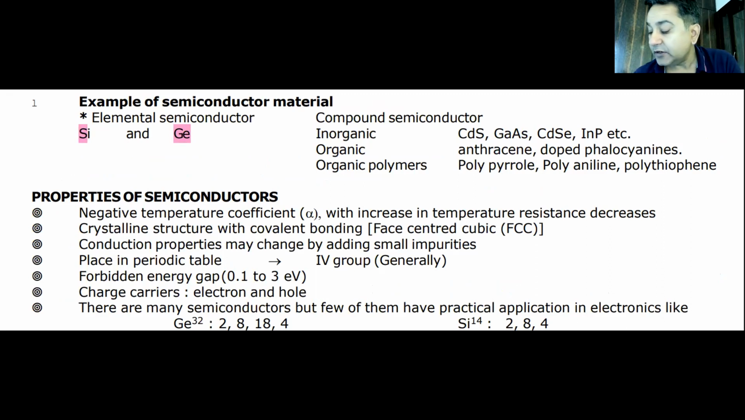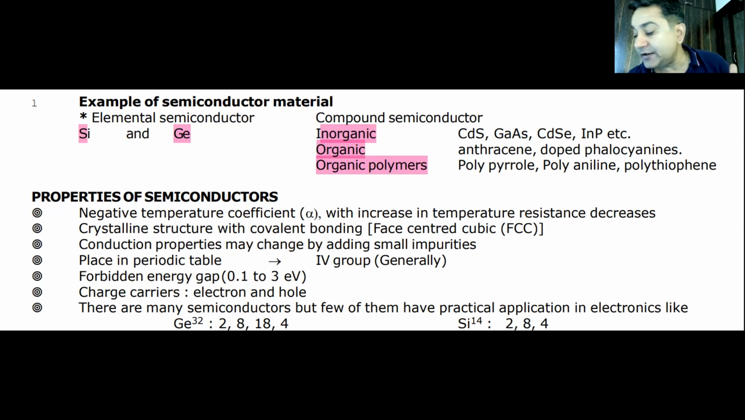But we have inorganic semiconductors, organic semiconductors, and organic polymers as well, which can be treated as semiconductors. You will have to remember their names. There could be a question that comes direct. Do we understand this? So this is just for you to remember. If you can remember it, it's good.